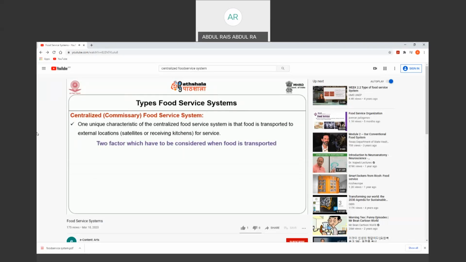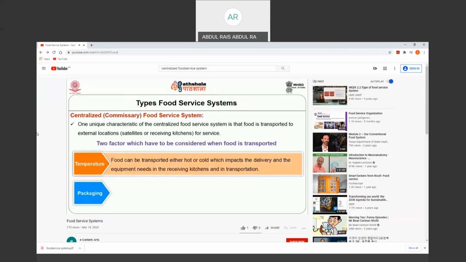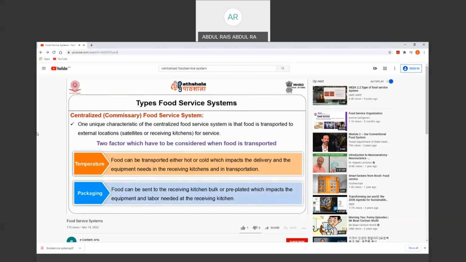Satellite kitchens. Factors which have to be considered if food is transported are temperature and packaging. Food, when transported, either should be hot or cold, which impacts the delivery, and the equipment needs to be in that area in the receiving kitchens and also during transportation. The next is packaging. Food can be sent to the receiving kitchen either in bulk or pre-plated, which impacts the equipment and labor needed at the receiving kitchen. In addition, food production and delivery schedules must also be coordinated.